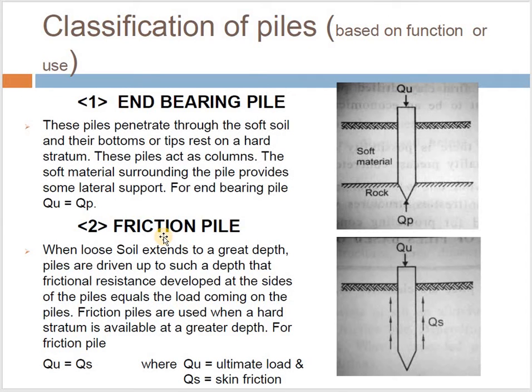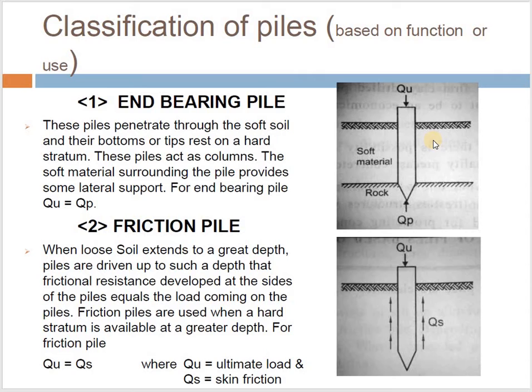So based on function, the first one is the end bearing pile. So what is an end bearing pile? In an end bearing pile, you have a soft stratum around the pile, and the entire load coming on the pile is transferred to the hard stratum. Here you have a rock, and the soft material just gives some lateral support to the pile. So that is the end bearing.